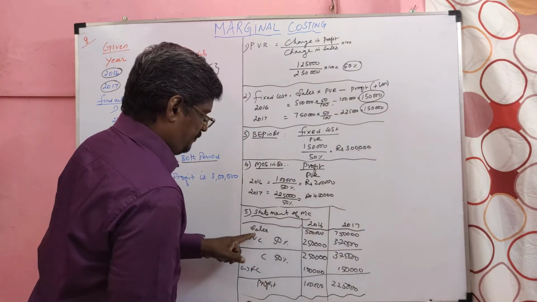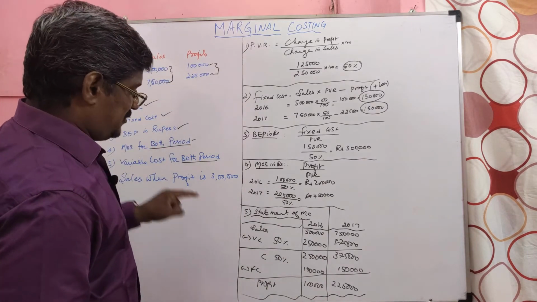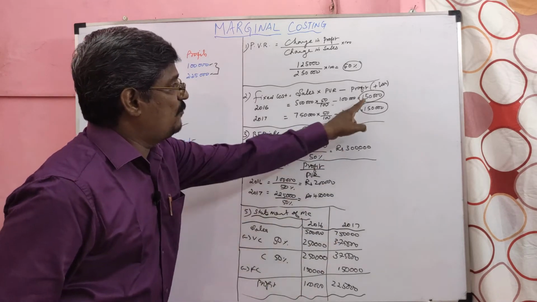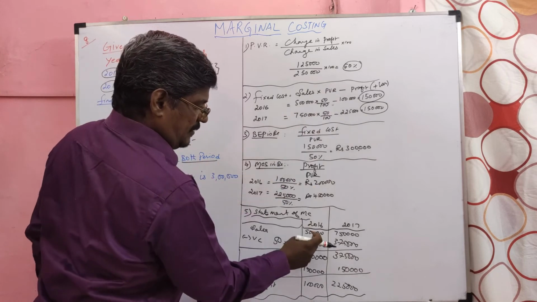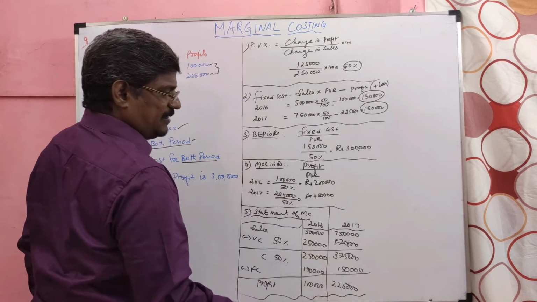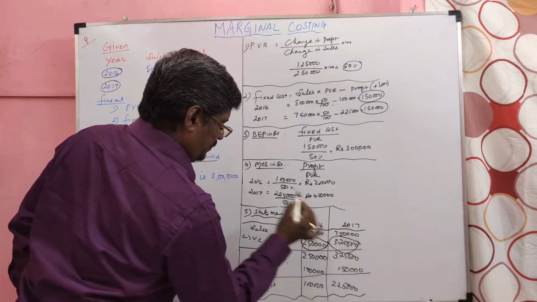2016 sales 5 lakh, 7 lakh 50 given in the question, minus variable cost we do not know, contribution we do not know, but we know fixed cost 1 lakh 50, 1 lakh 50. Then I said contribution is nothing but PVR. So PVR is 50%, means variable cost also 50%. Then this is variable cost of 2 period.